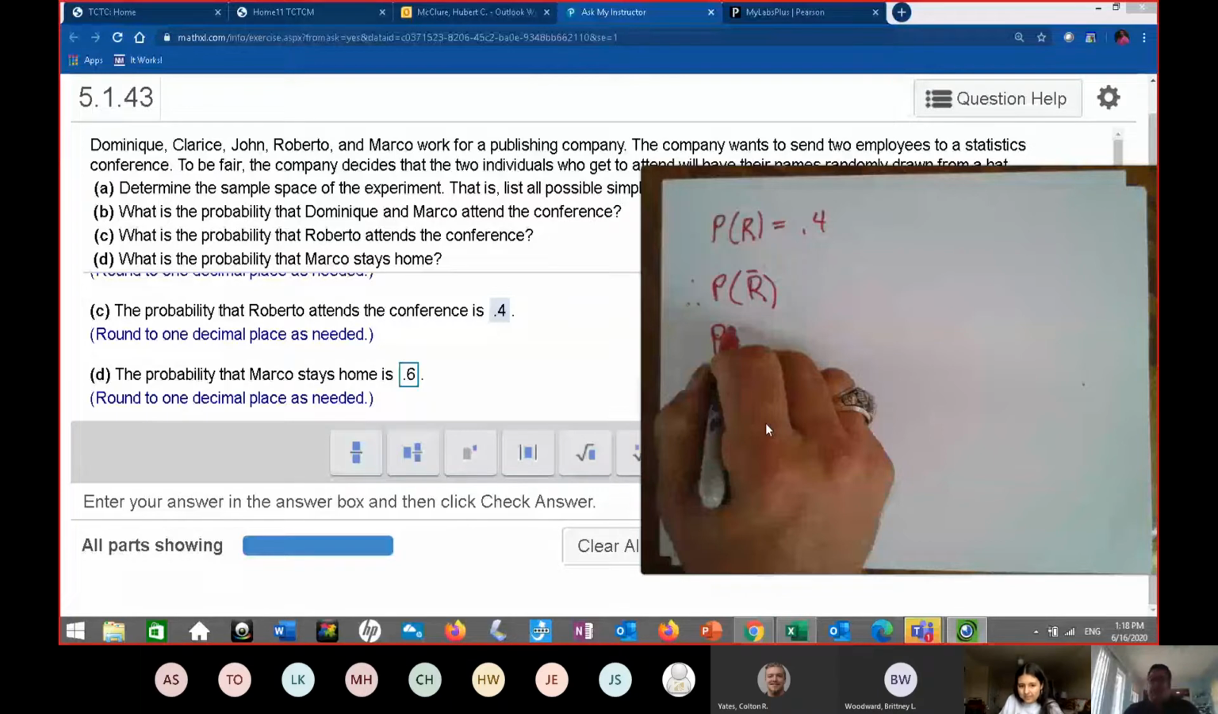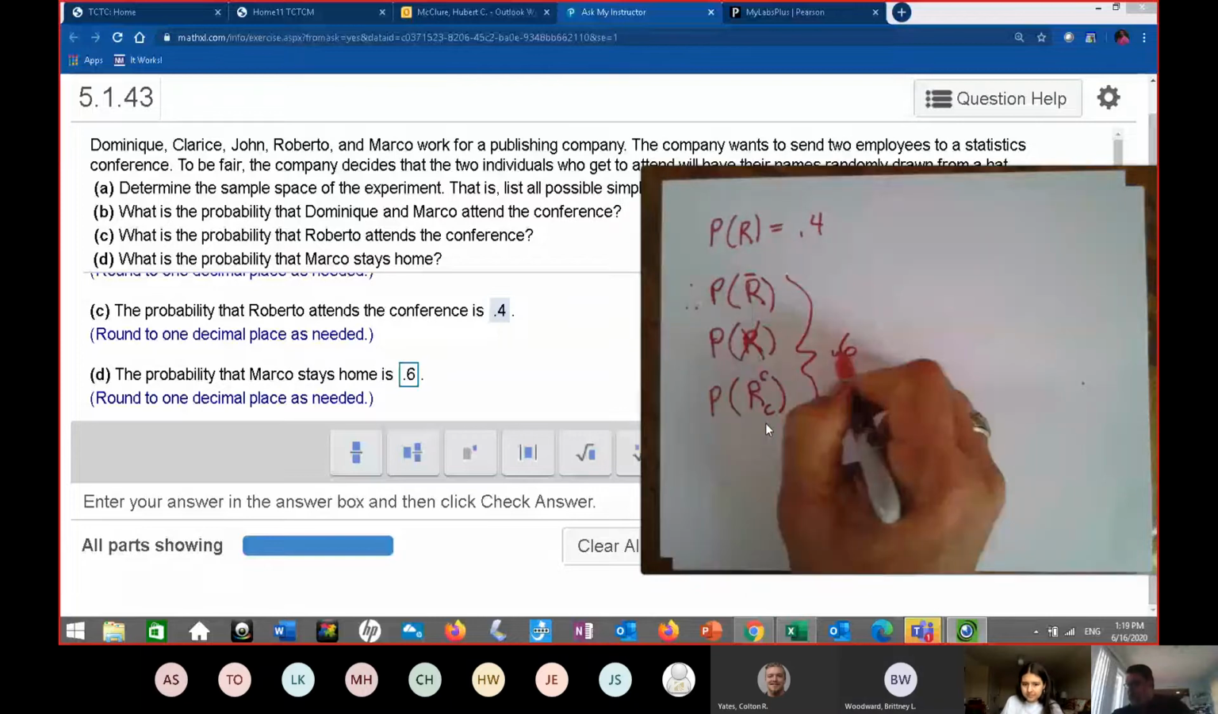That C may be on the bottom, it may be on the top. But the complement is 0.6, whatever makes up the whole. If the probability, I'll do another one. If the probability of Roberto is 0.8, then the probability of not Roberto would be what? 0.2. Those are called the complements. The complement is what makes up the whole.